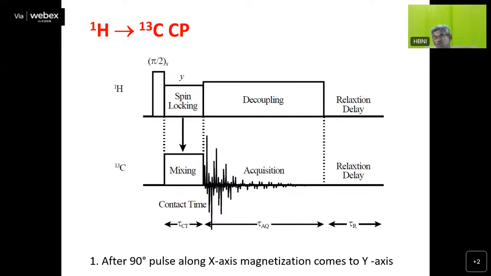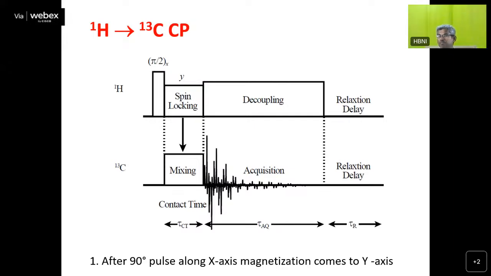Now, I apply a magnetic field along the y-axis so that the magnetization which has come to the y-axis, the proton magnetization, remains there with the applied magnetic field. Okay. Then what am I doing? Then I am applying another pulse to carbon-13, called a spin-locking pulse or a mixing pulse, to carbon-13.